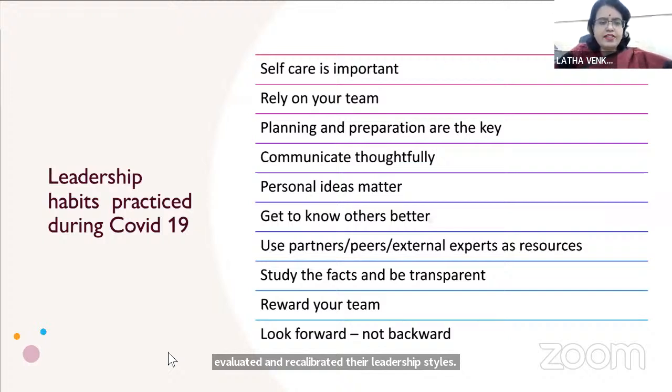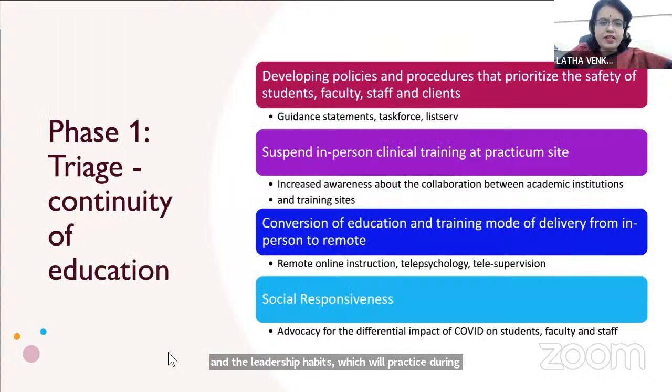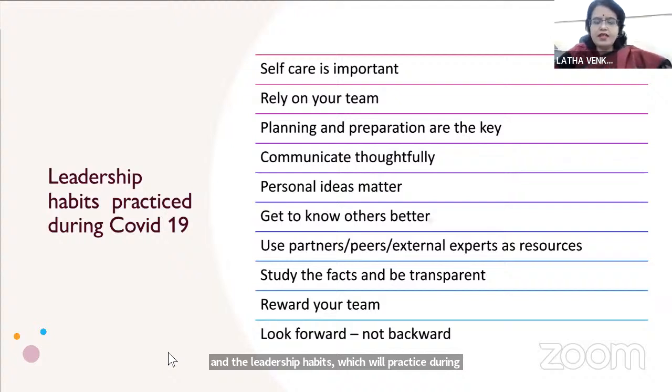And the leadership habits which were practiced during COVID-19: first, we thought that self-care is very important. Only if we are healthy will we be able to take care of our dependents, both in the workplace and at home, and rely on your own team. We started understanding the team members. And planning and preparation are the key. Instant planning and preparation is definitely essential to manage the pandemic, that we have learned.